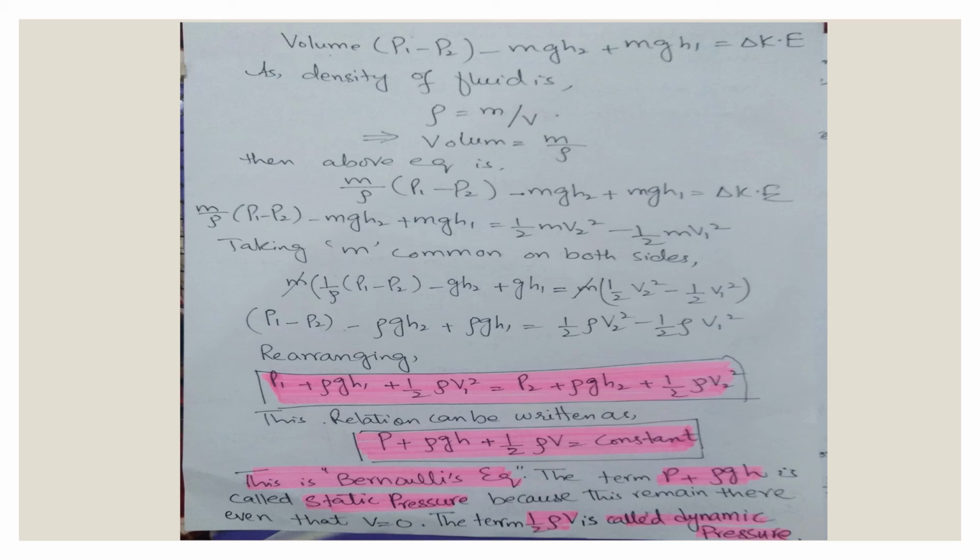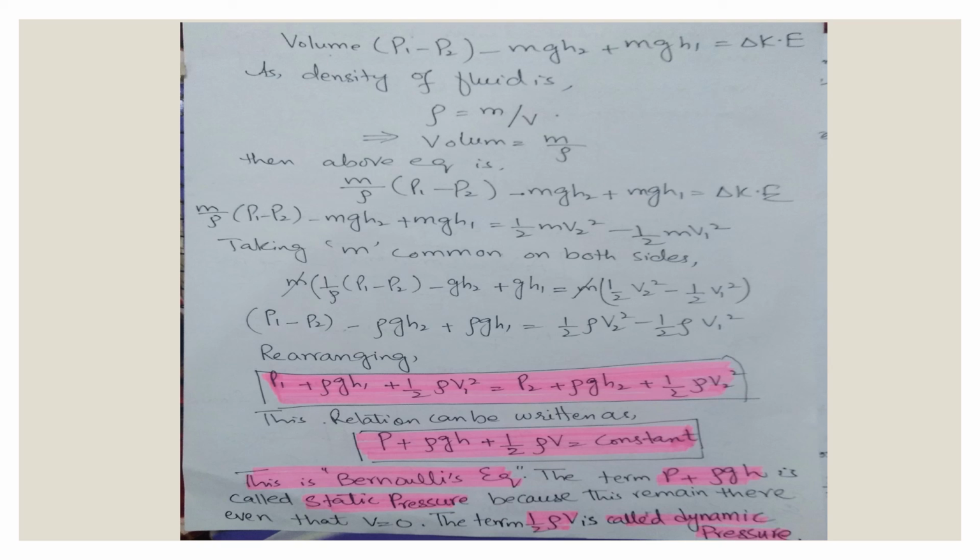Now taking m common on both sides and cancelling it from the equation, and multiplying rho on both sides, we get P1 minus P2 minus rho gH2 plus rho gH1 is equal to 1 over 2 rho V2 square minus 1 over 2 rho V1 square. Now rearranging this equation for the first system and second system, we get P1 plus rho gH1 plus 1 over 2 rho V1 square is equal to P2 plus rho gH2 plus 1 over 2 rho V2 square.